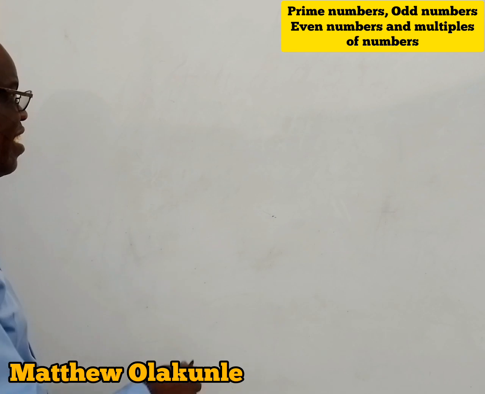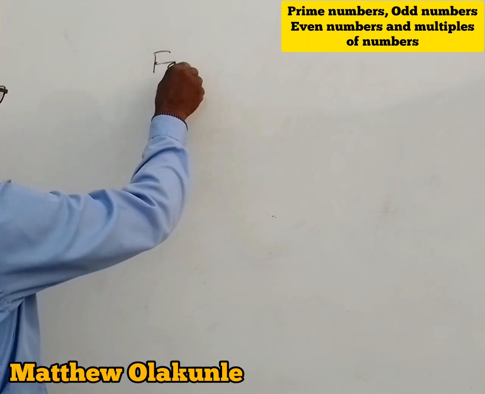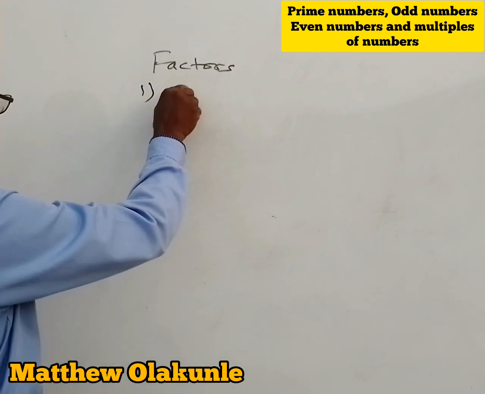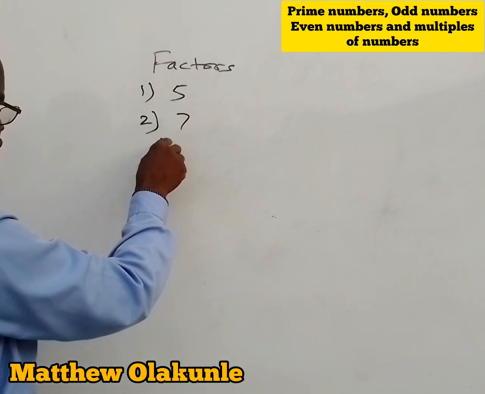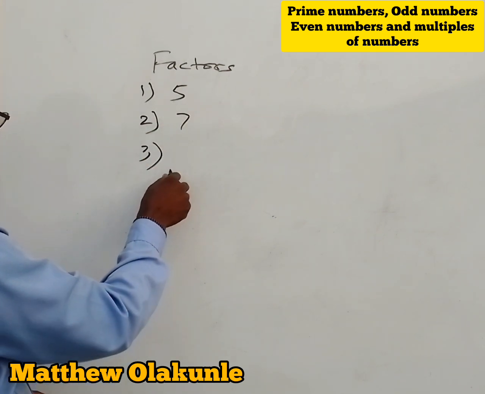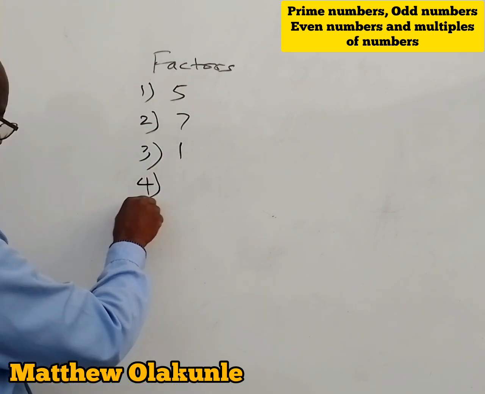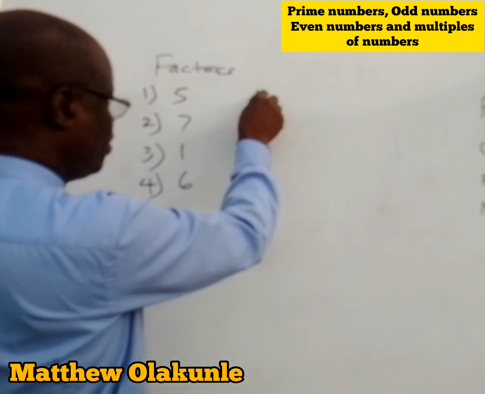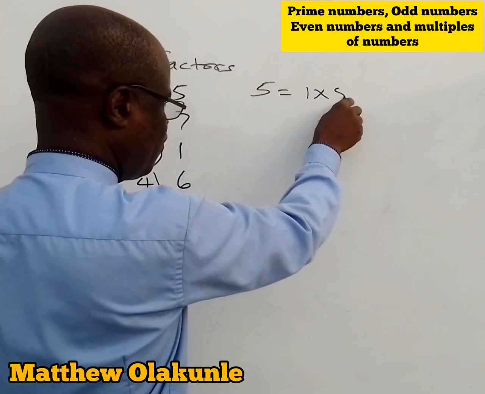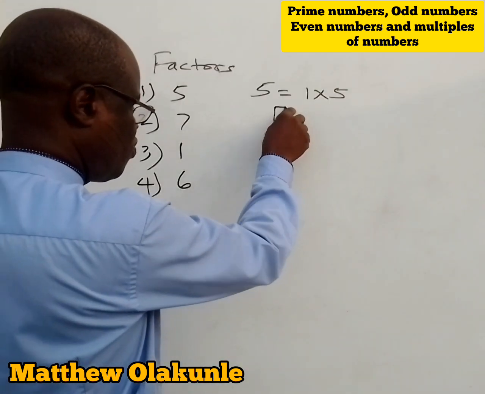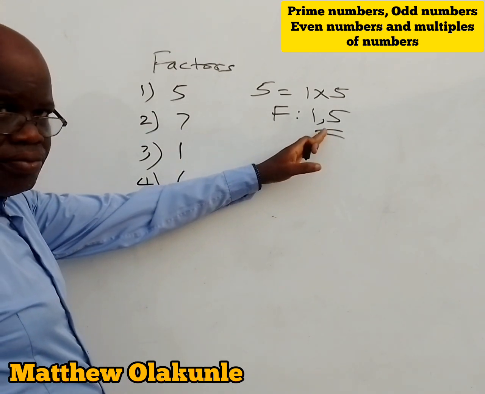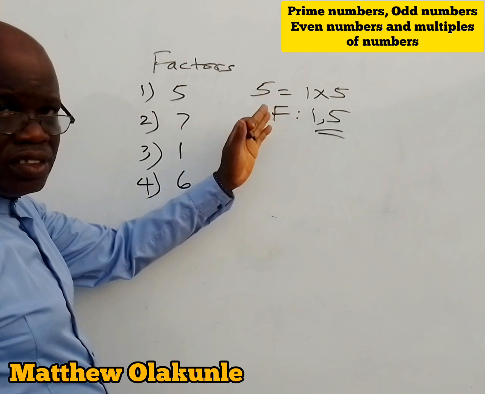Now suppose we are asked to find all the factors of 5, 7, 1, and 6. So let's look at how to do this. Look at the first one. If you are asked to get factors of 5, you know that 5 is the same thing as 1 times 5. So what are the factors? The factors are 1 and 5. They are factors because only these two numbers will go into 5 without remainder.